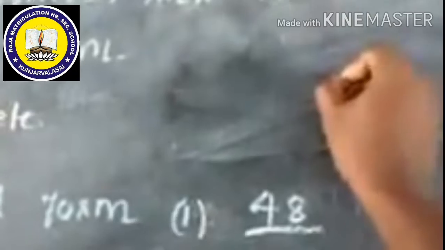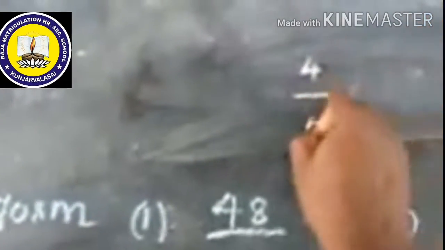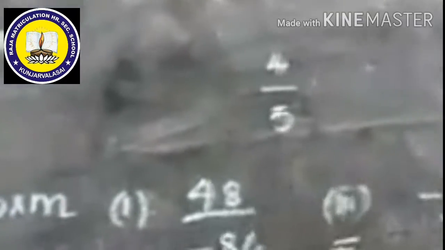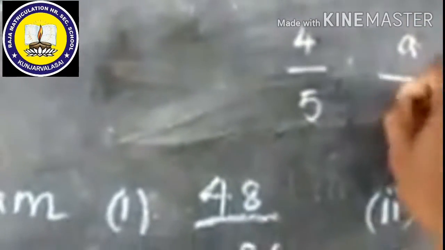What is the meaning of the definition? The rational number a by b. Here I give the example for you. 4 by 5. This is a rational number, and the only common factor of a and b. Here 4 is a and 5 is b. Here the only common factor of a and b is only 1. So 4 by 5 is a rational number, and it is also in standard form.